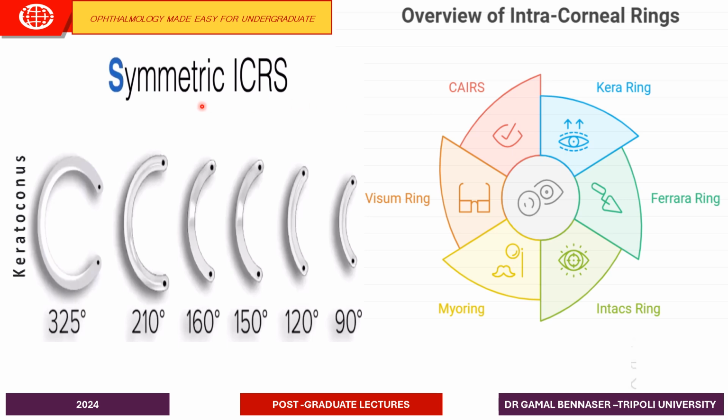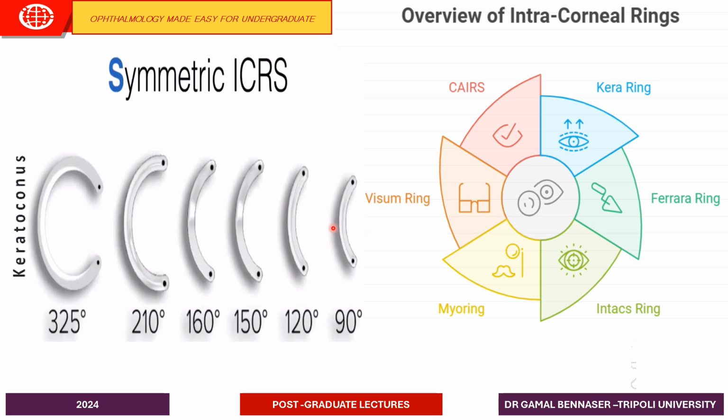As far as the shape of the intracorneal segments, there are different types. There are symmetric rings, symmetric in the sense they have the same thickness all over the arc of the segments, and we have different arc lengths and different thicknesses based on the required correction of astigmatism or myopia.